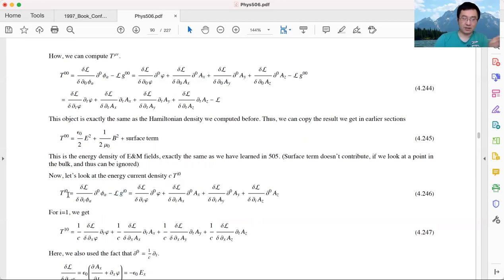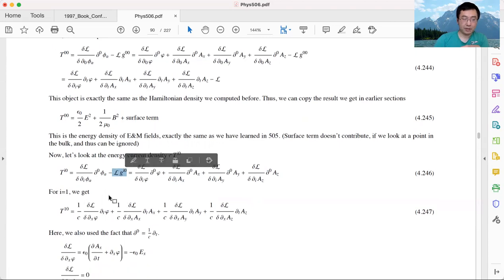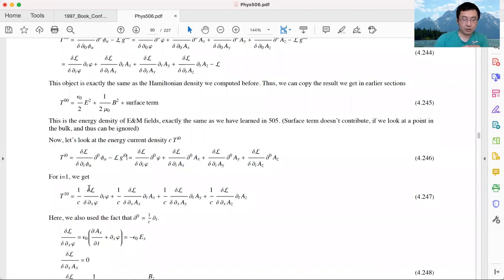So this energy current density is very simple. It only has this part. It doesn't have the Lagrangian part, Lagrangian multiplied by 0. And then we can calculate this quantity. For example, T10. For T10, I should replace this i with 1.